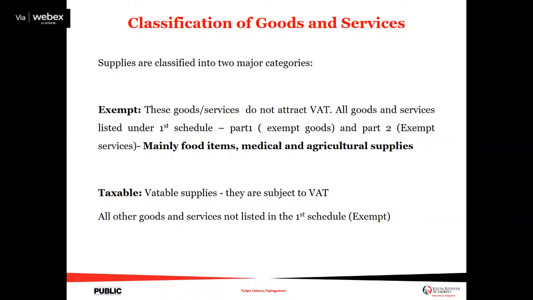So all goods and services in this particular category are under the first schedule, where part one describes what is an exempt good, and part two describes what is an exempt service. Just so that at least we'll be able to understand and appreciate, exempt goods mainly are usually food items. Mainly, you'll find food items and medical and agricultural supplies. And we say it's because these are basics. But just to make an addition, for the food items, it's specifically food items that are in their raw form.